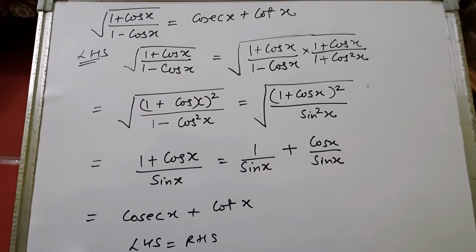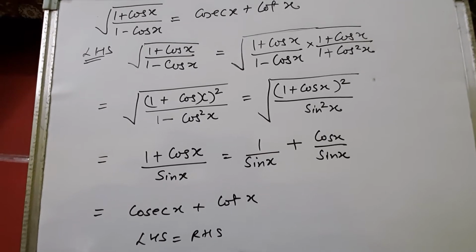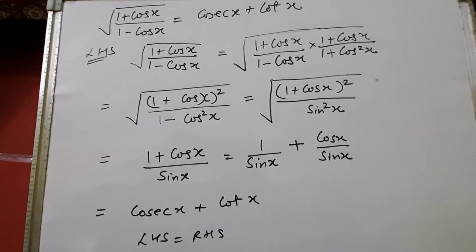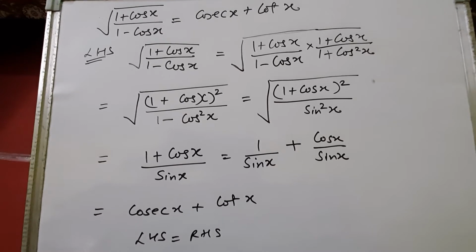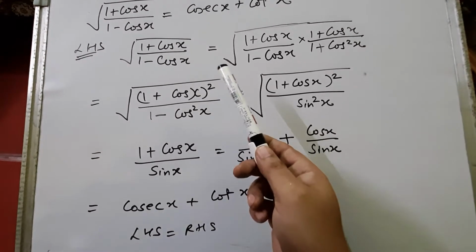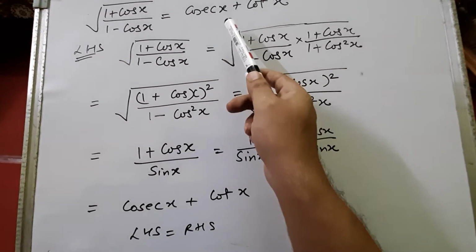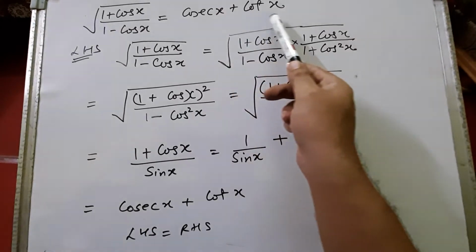Let's see another sum, children. In this sum we have to prove that under root 1 plus cos x upon 1 minus cos x equals cosec x plus cot x. So again we are going to take the left hand side and try to prove the right hand side. So the left hand side is under root 1 plus cos x upon 1 minus cos x, equals under root. So you can see what we are required to prove: cosec x plus cot x.